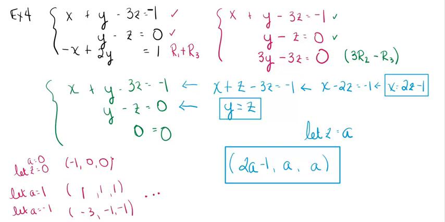I can choose anything I want for z, and then find out what y and x would be by doing that. But I can't just make up an ordered triple. I can't just say 1, 2, 3 works, because it doesn't work. There are infinite ordered triples that work, but they have to be in the form of 2a minus 1, a, and a. Or you could write it as 2z minus 1, z, and z, or however you want to put it. But it's easier just to put a in for any number. Okay, do y'all see how that works?